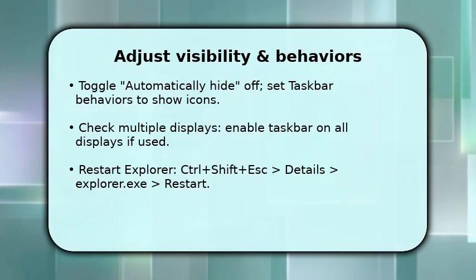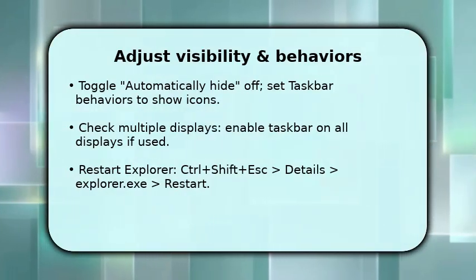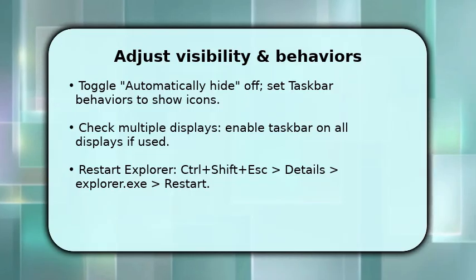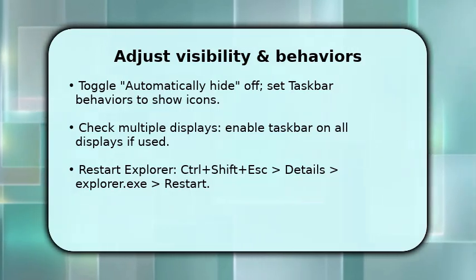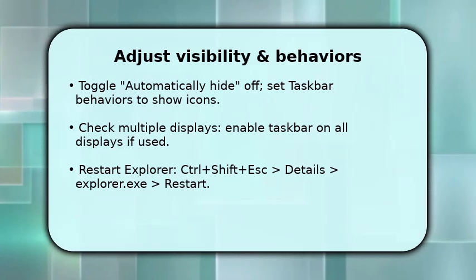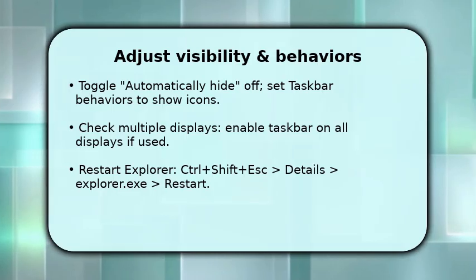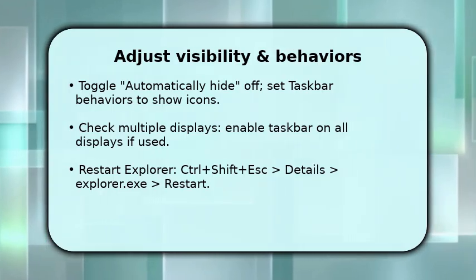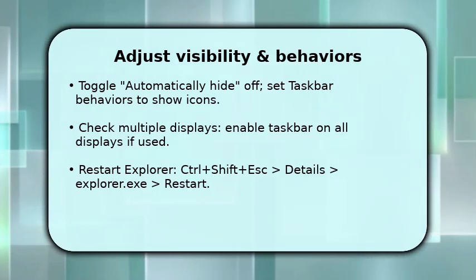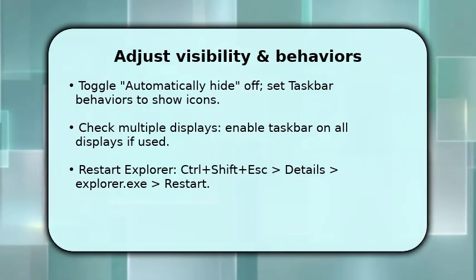Now you change the key toggles. Turn off any automatically hide the taskbar setting so it remains visible. Next, open taskbar behaviors and ensure the taskbar is set to show taskbar buttons and system icons. This clarifies whether it's hidden or empty. If you use multiple displays, make sure the taskbar is enabled on the right display.